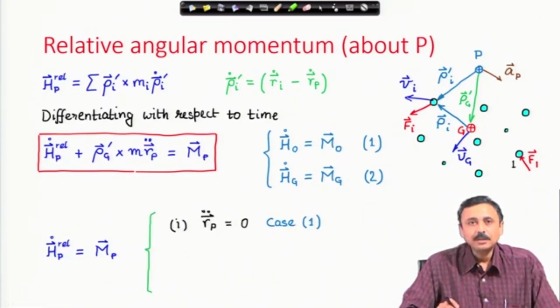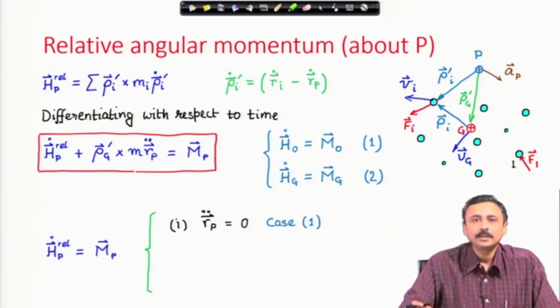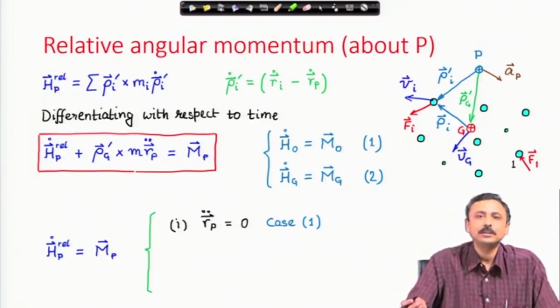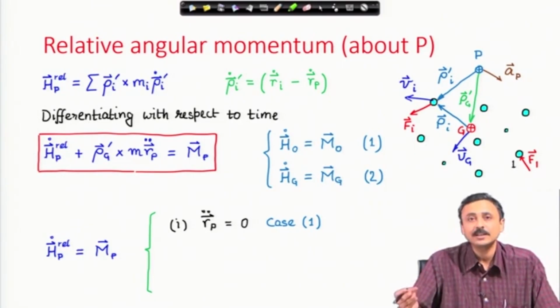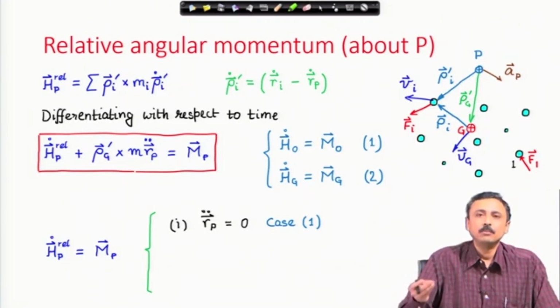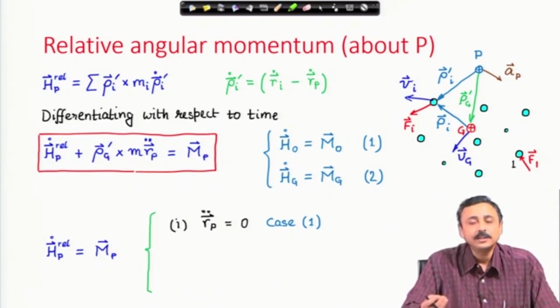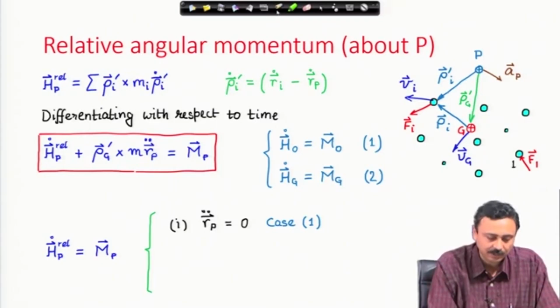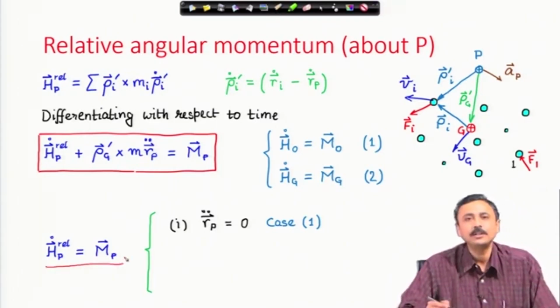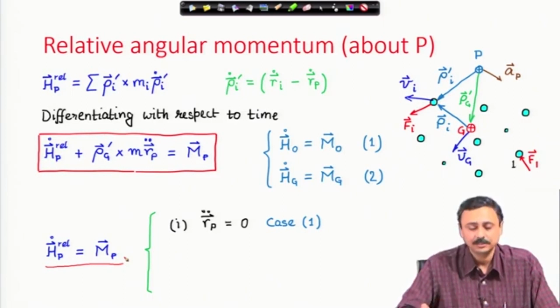If r p double dot is equal to 0, in other words, p is a point which can be fixed eventually, because if p has a velocity, it does not have acceleration, it might have a velocity in some inertial space. I can do a Galilean transformation and move to a frame in which p is stationary. Therefore, if p is stationary in an inertial frame, then we have this simplified equation which I have written here. H p rel dot is equal to the net moment about p for this system of particles.